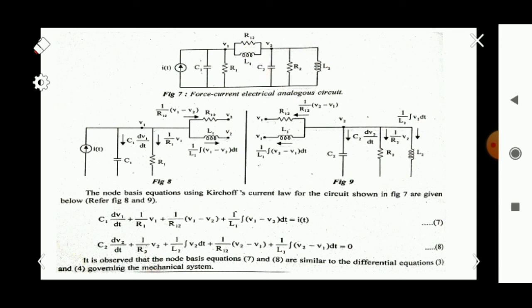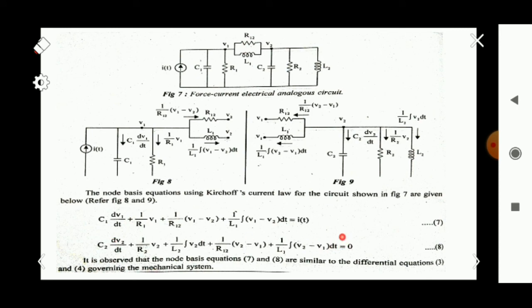The node equation is I of t equal to C1 into dV1 by dt, the current flowing through this capacitor. The current flowing through this resistor is 1 by R1 into V1, and through the other resistor is 1 by R12 into V1 minus V2. The inductor term is 1 by L1 into integral of V1 minus V2 dt, and the sum is equal to I of t. This is the first node equation.